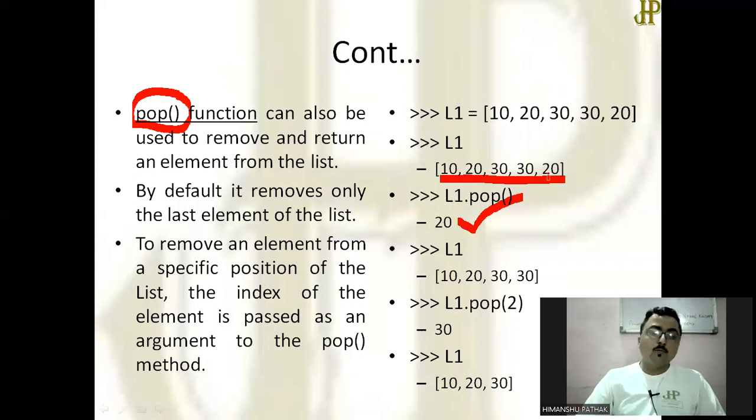But with the help of pop, you can delete the elements at a specific position also. So I am going to try L1.pop(2). It will delete the element at the 2nd position, 0, 1, 2, so 30 will be deleted, and 10, 20, 30 will show.